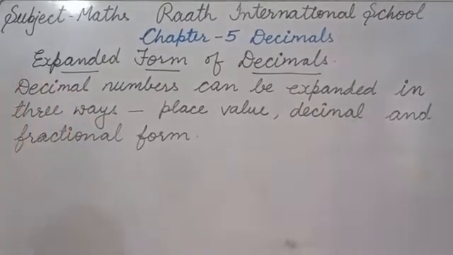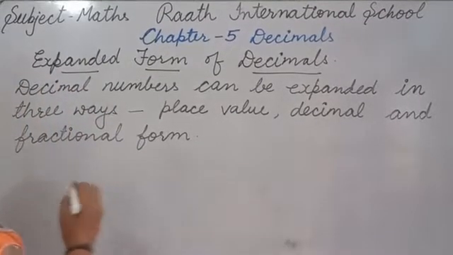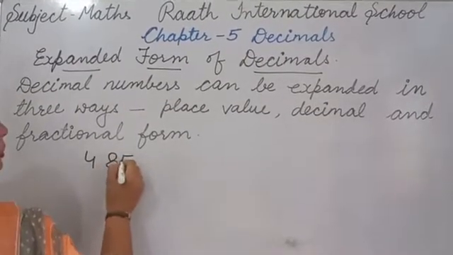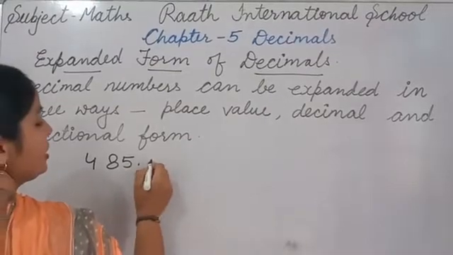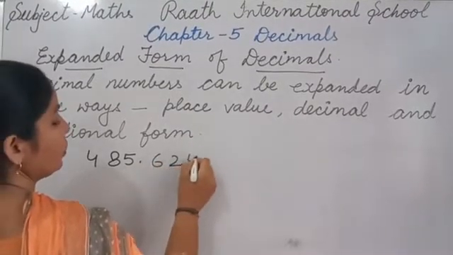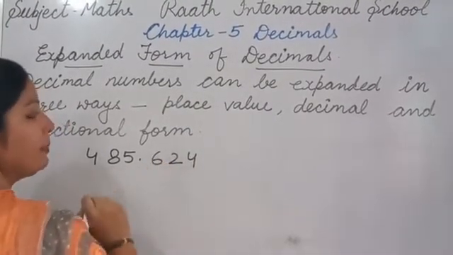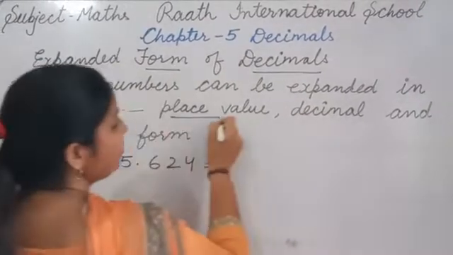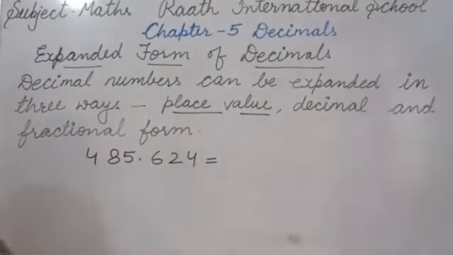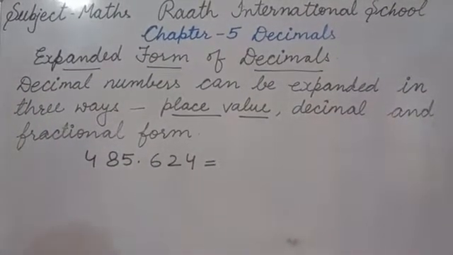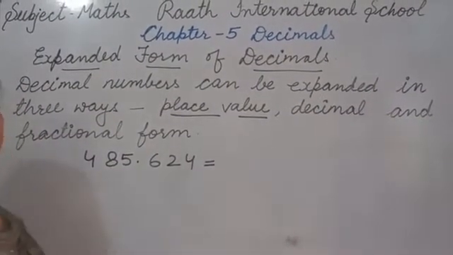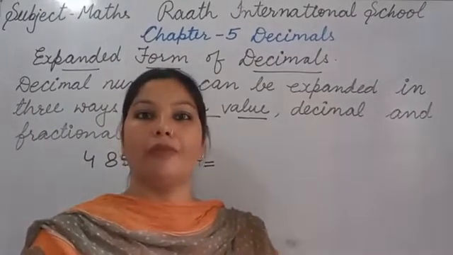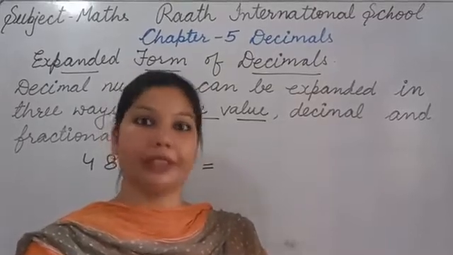So first of all I am taking one example. Suppose you have 485.624. So by three methods you can write its expanded form. First method is place value. By place value you can write expanded form. Place value you write in two ways. One is in words form and one is in figure form.